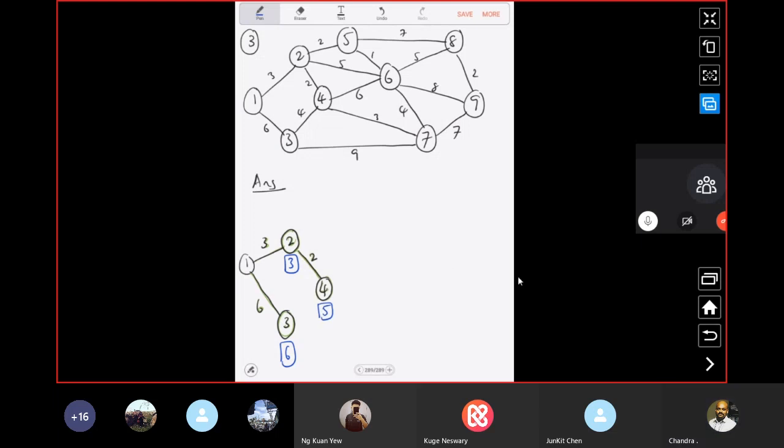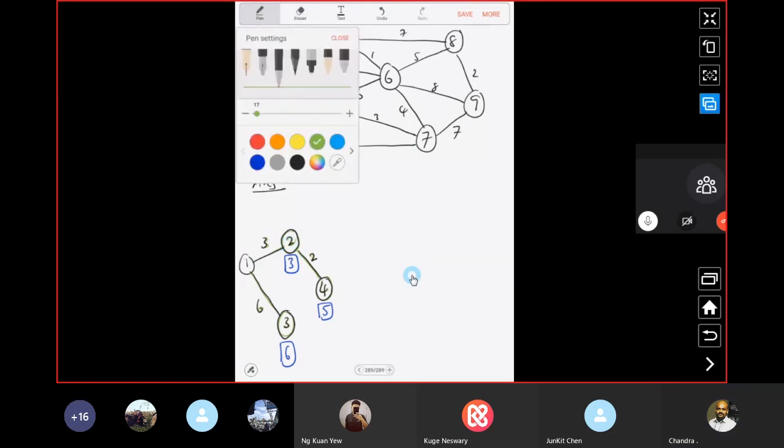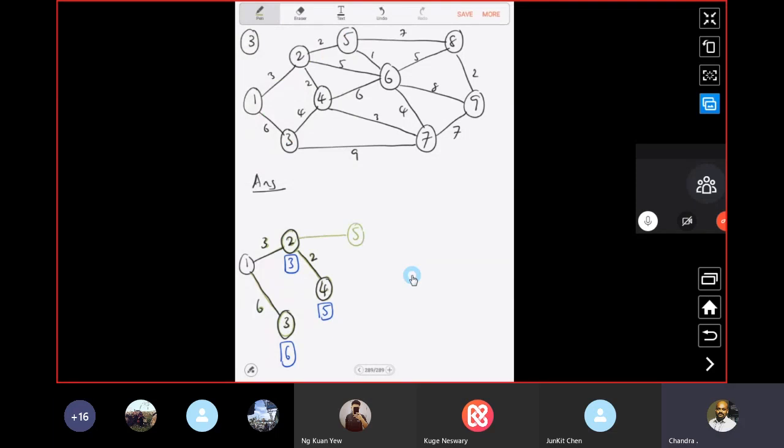Then next node would be node 5. How is it connected to the connected group? Only one route, which is through 2. This is 2. Okay. Since this is the only route, this will be the shortest route.